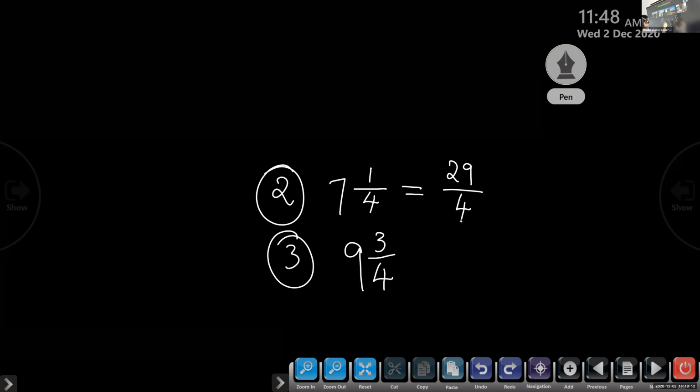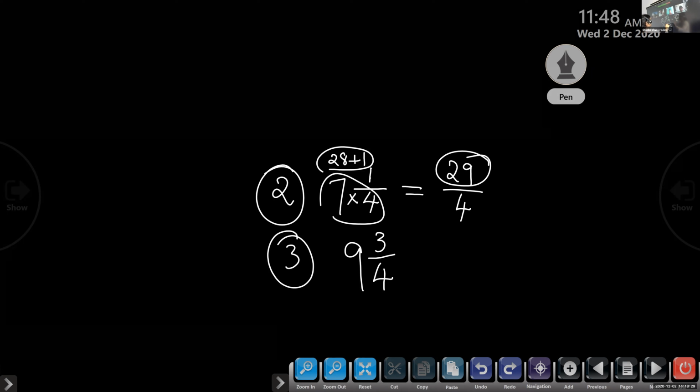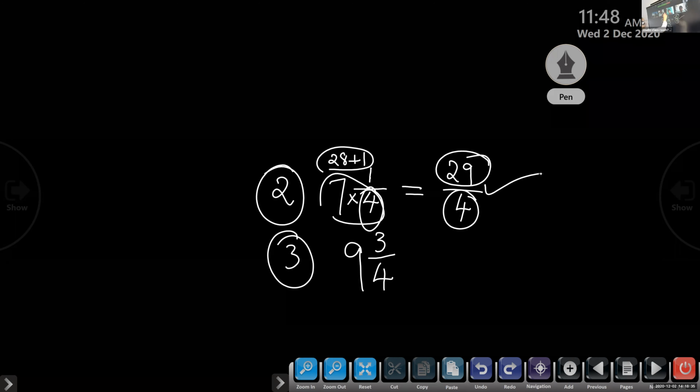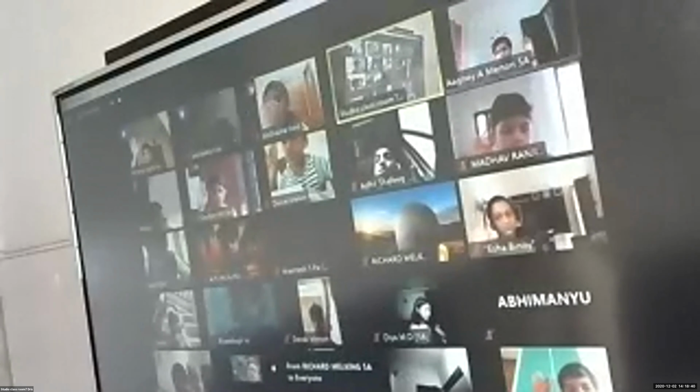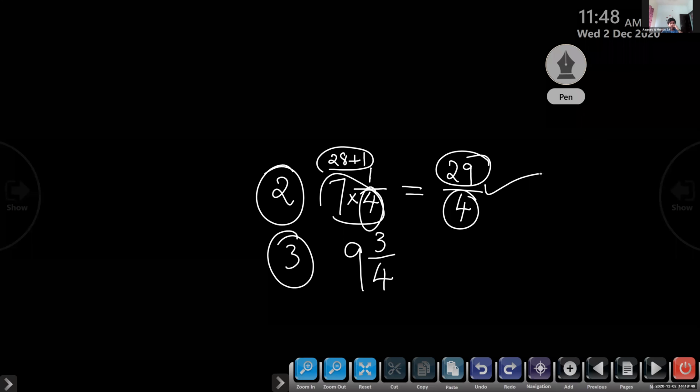So all of you, please listen to how we got this answer. We multiplied 7 into 4. 7 into 4 is 28. Plus 1, the numerator, you get 29. But you have to write the same denominator. So we get 29 by 4. That's correct. How many got this correct answer? Can you raise your hand? Okay, very good. Brightlin, can you say the answer of the next question?